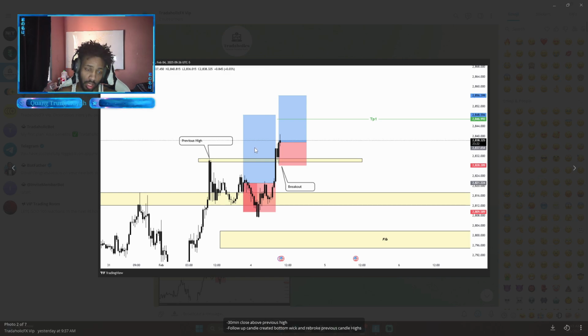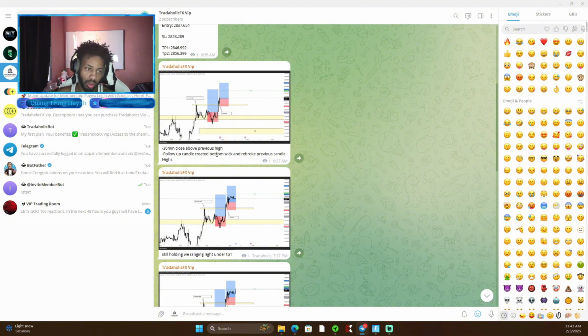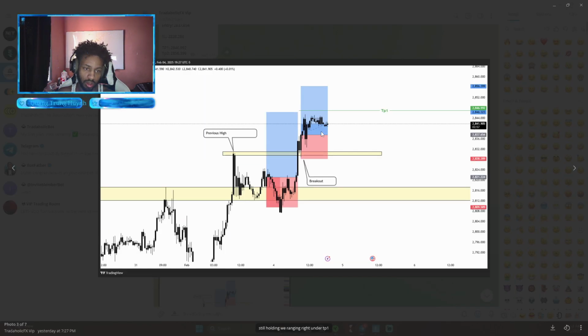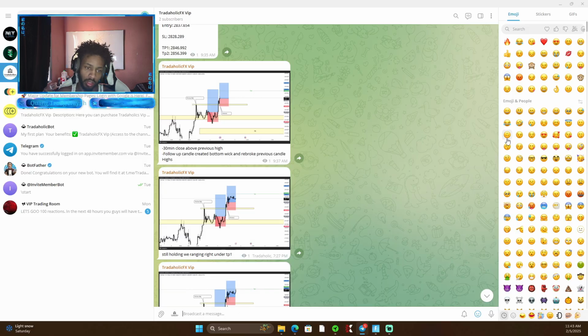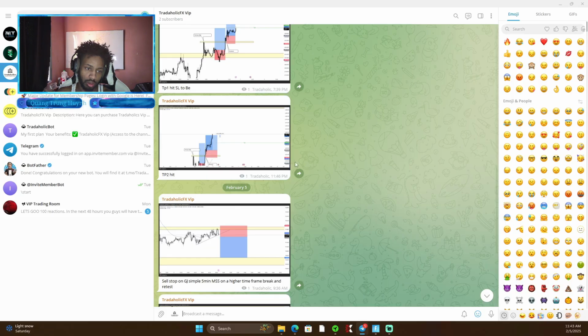Free Discord. I called this trade. This trade ended up losing. Didn't end up running into my overall take profit. But as we came up here, I called this trade idea here. So entry, stop loss, TP1, TP2. 30-minute close above previous high. Follow up candle created. As you can see, still holding the trade, consolidating right under TP1. Then eventually TP1 hit. And eventually TP2 hit.